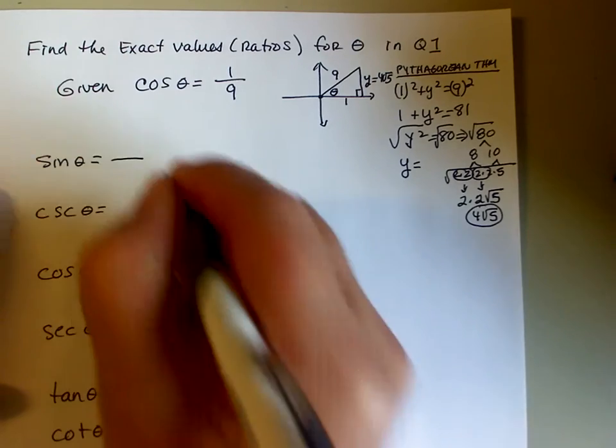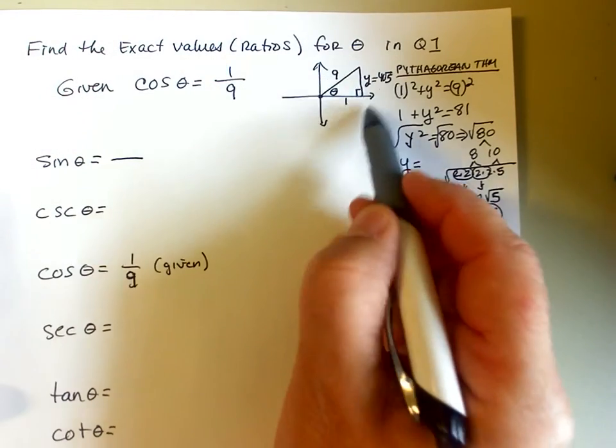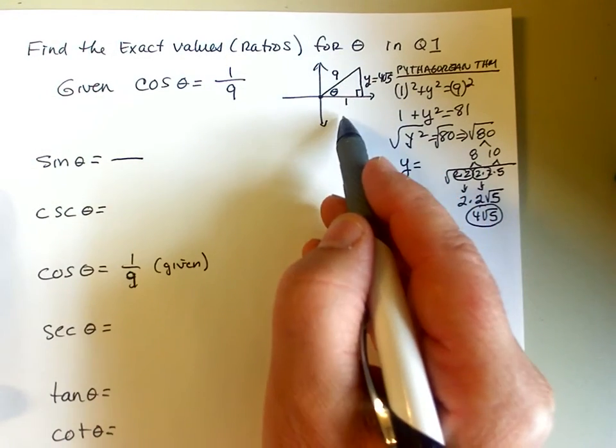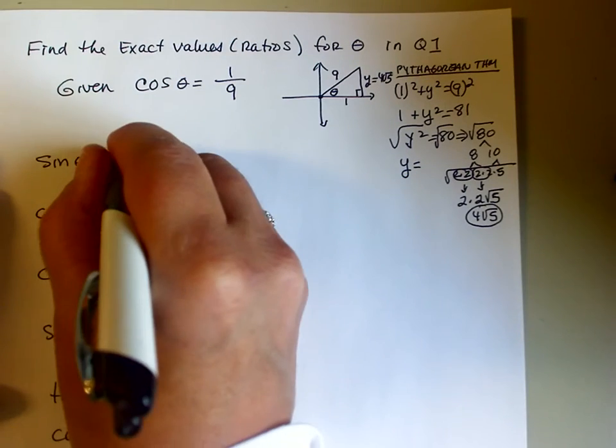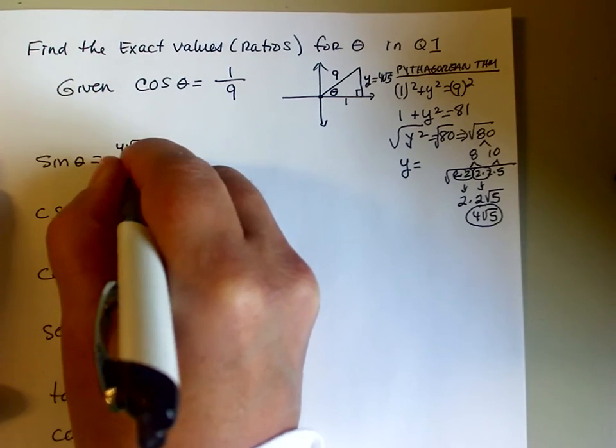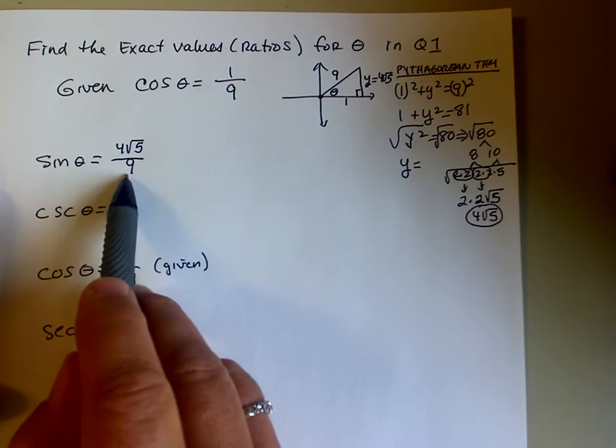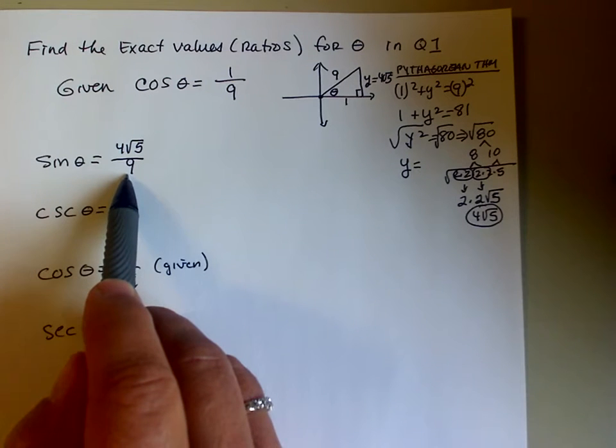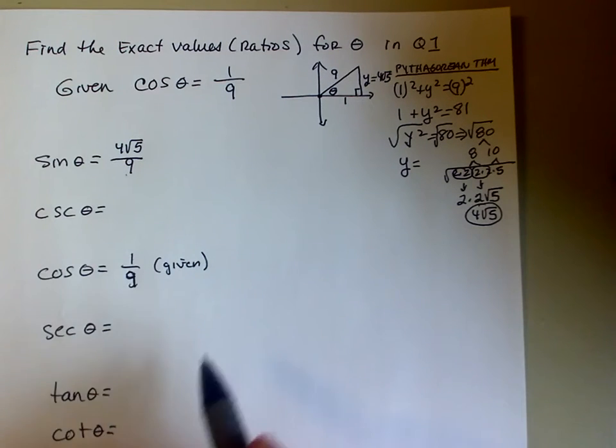Sine is the opposite side to the hypotenuse, so now we're going to use that triangle and go ahead and set up all our ratios. 4 radical 5 over 9. If appropriate, we would reduce this fraction, but in this case we cannot reduce the fraction. 4 and 9 are non-reducible.